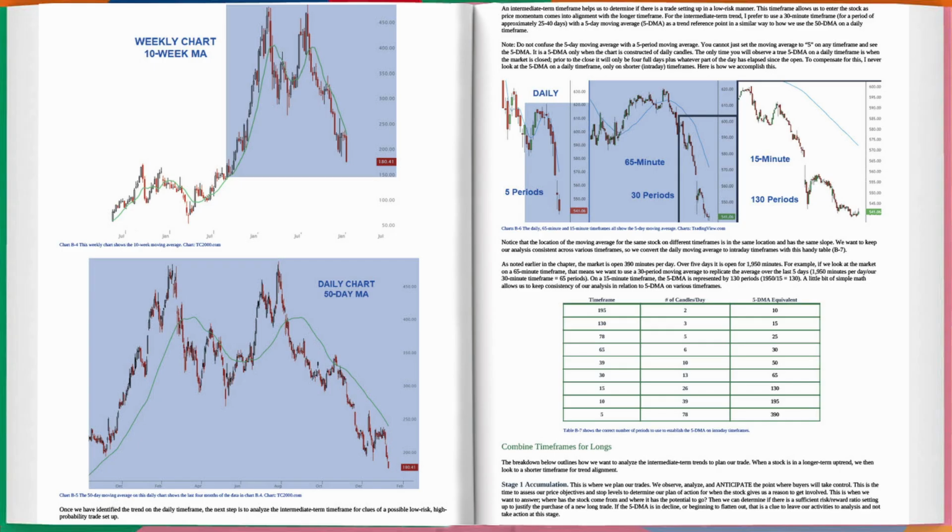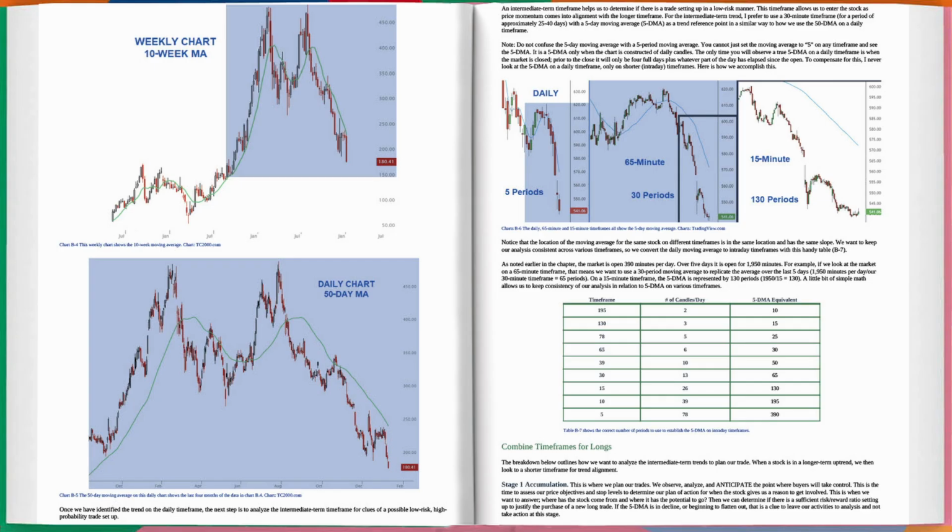As noted earlier in the chapter, the market is open 390 minutes per day. Over 5 days, it is open for 1950 minutes. For example, if we look at the market on a 65-minute time frame, that means we want to use a 30-period moving average to replicate the average over the last 5 days. 1950 minutes divided by our 30-minute time frame equals 65 periods. On a 15-minute time frame, the 5 DMA is represented by 130 periods. 1950 divided by 15 equals 130.